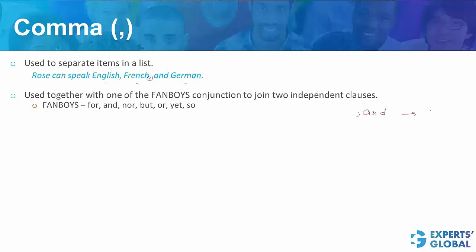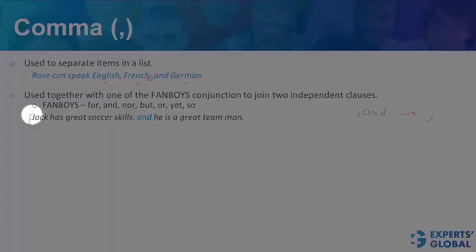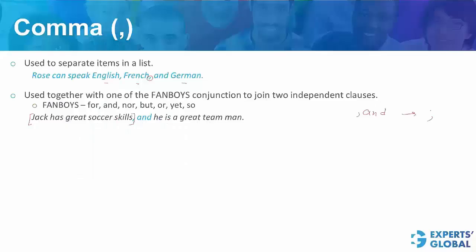All these terms lead to the power of a semicolon. Let's take an example here. We have an independent clause from here. Jack has great soccer skills. So, until here, this is an independent clause. And then, comma and here, which has the power of a semicolon. So all these terms, comma and, comma but, have the power of a semicolon. All of these 7 terms here, fanboys.